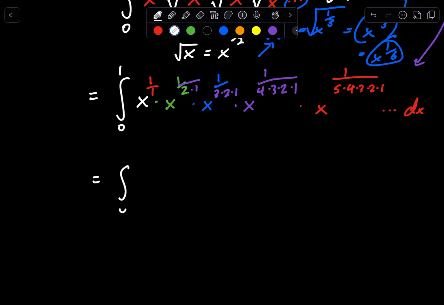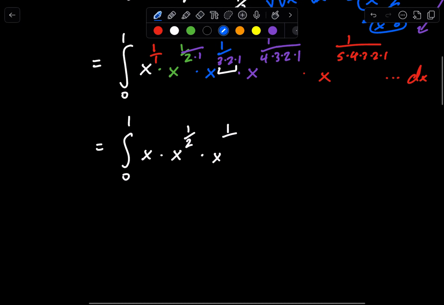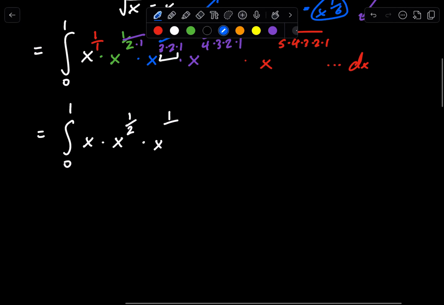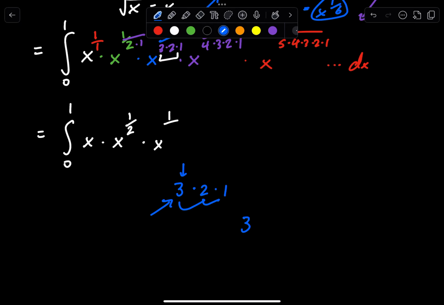So this is equal to the integral from 0 to 1 of x times x to the 1 over 2, just like that, times x to the 1 over, what is 3 times 2 times 1? Now, this is commonly taught in geometry, sometimes in algebra, but if you have a number, like 3, for example, and it's decreasing by 1 until it gets to 1, and you're multiplying all of these numbers, this is equal to the starting number factorial. So 3 factorial is defined as 3 times 2 times 1.